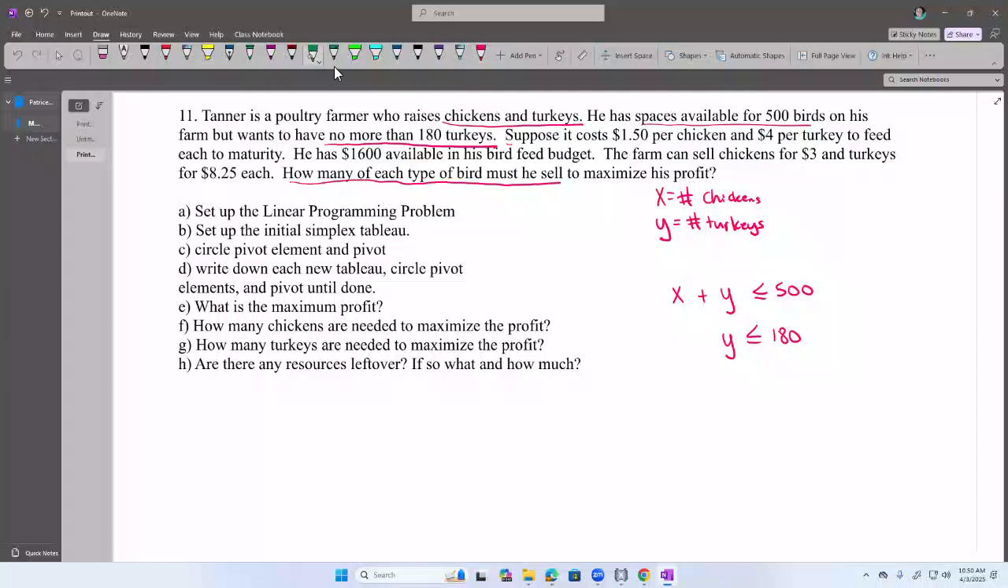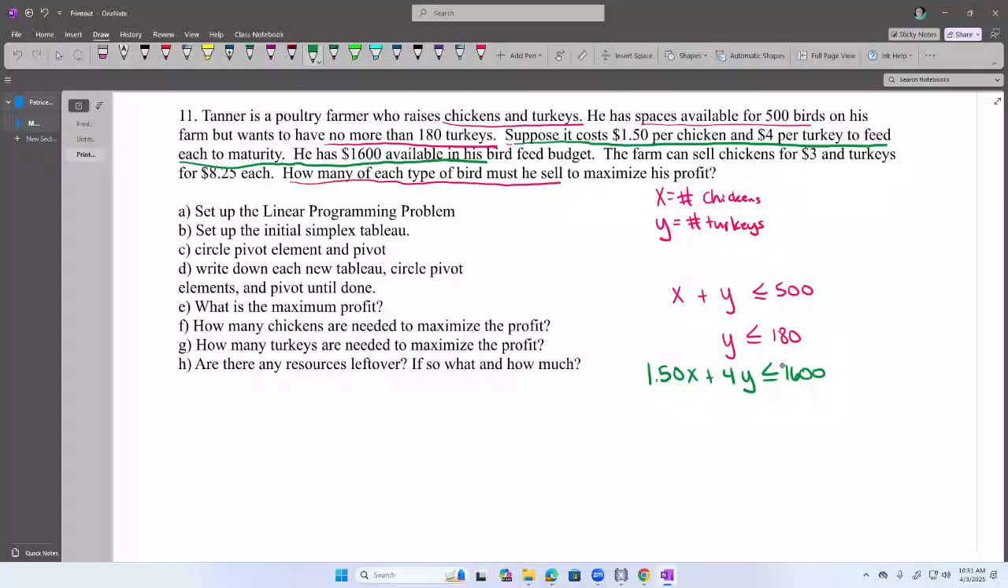Suppose it costs him $1.50 per chicken and $4 per turkey to feed each to maturity, and he has $1,600 available. So if we do $1.50 times each chicken plus $4 times each turkey, that needs to be less than or equal to the $1,600 he has available, or the bird feed budget.